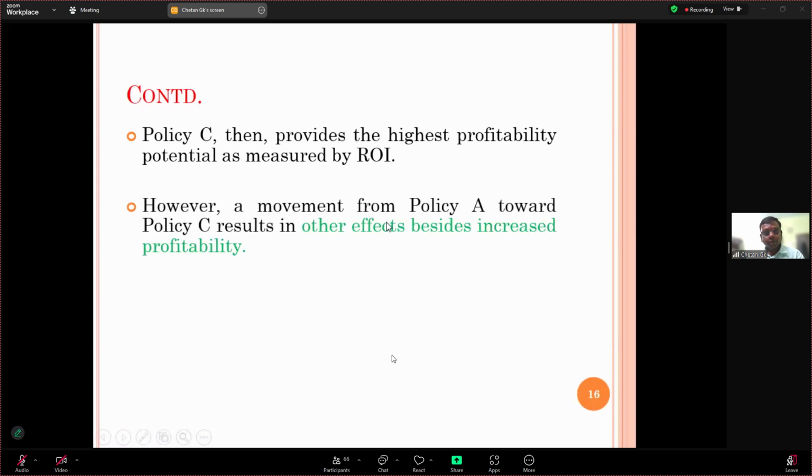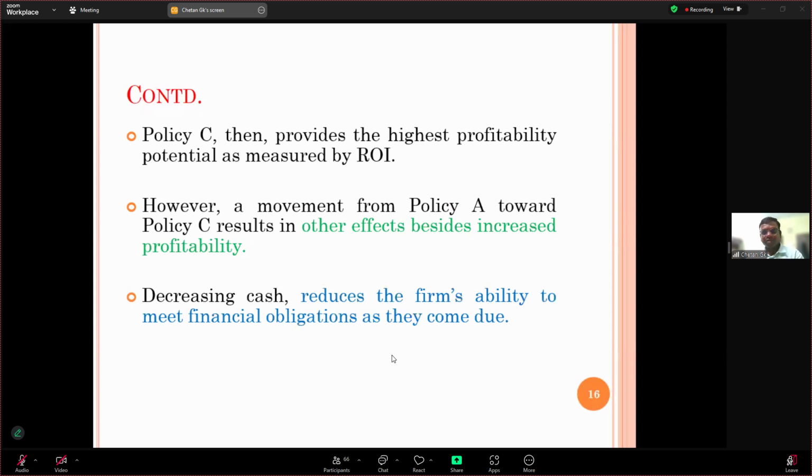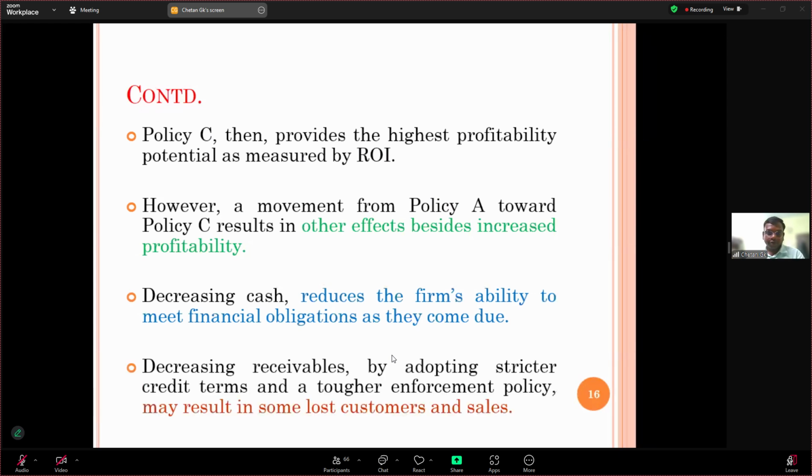However, the move from policy A towards policy C results in other effects besides increased profitability, is it not? Decreasing cash reduces the firm's ability to meet financial obligations as they come due. So decreasing and increasing have their own merits and demerits. That is what we have understood.